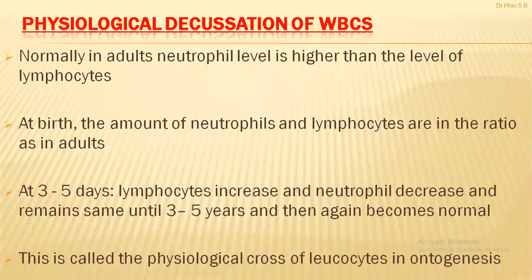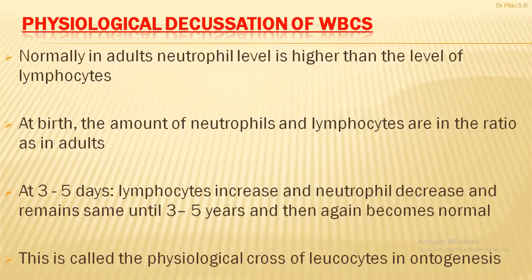Okay, enough with that. So we proceed. Let's look at the physiological decussation of white blood cells. So like I said, there is a physiological decussation of white blood cells. Decussation means crossing over. So normally in adults, the neutrophil level is higher than the level of lymphocytes. So if you compare the neutrophils in adults, they are more than the lymphocytes.